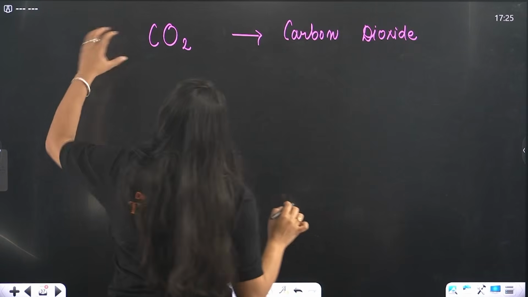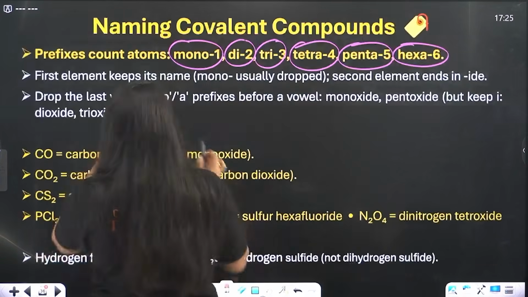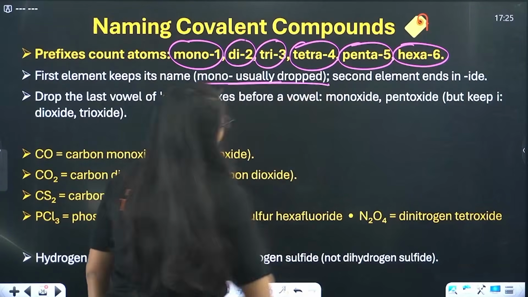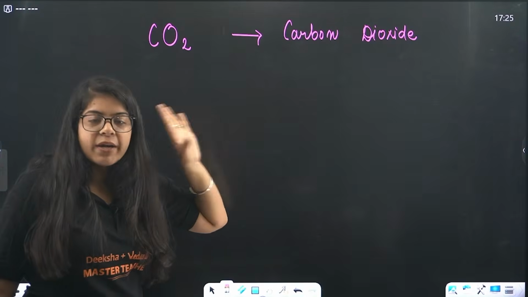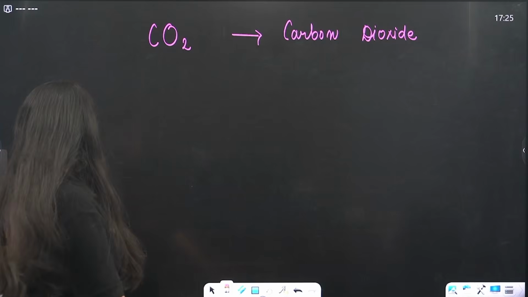Okay. So they are saying that with the first element, mono is dropped. The first element keeps its name, mono is usually dropped. So here, do I write monocarbon dioxide? No, I don't. I simply write carbon because carbon is the first element. So mono will not be there with the carbon.